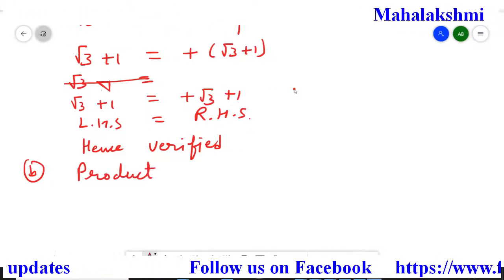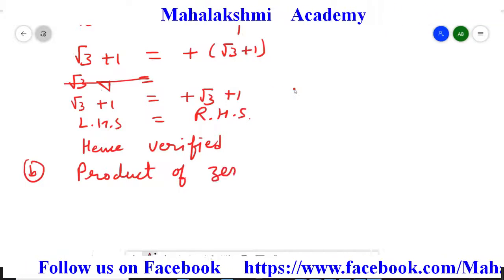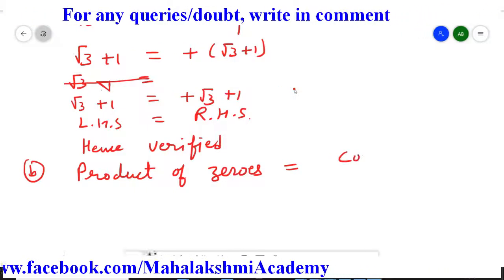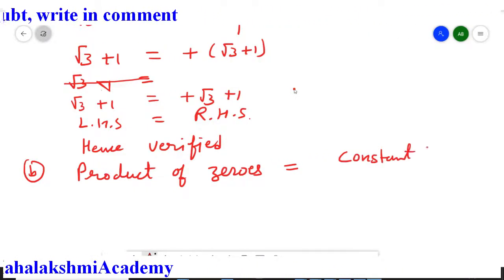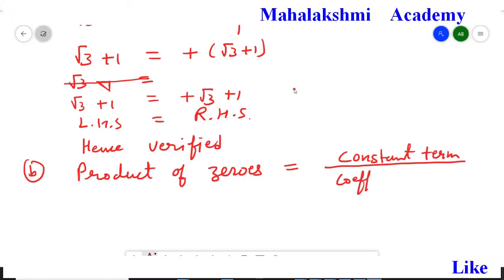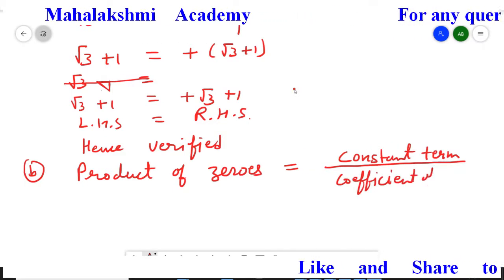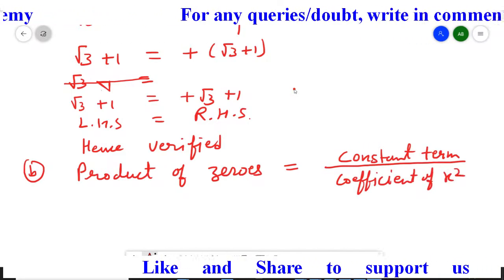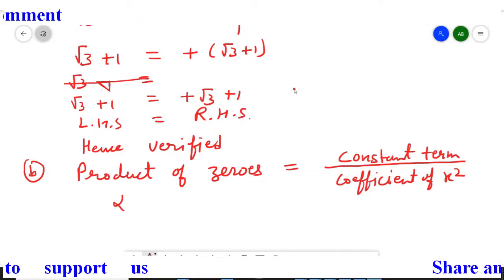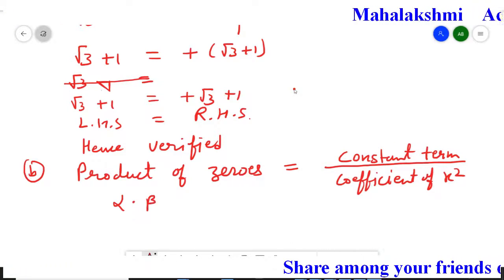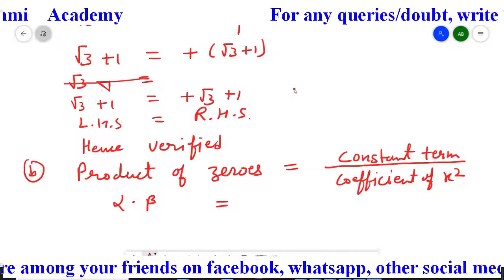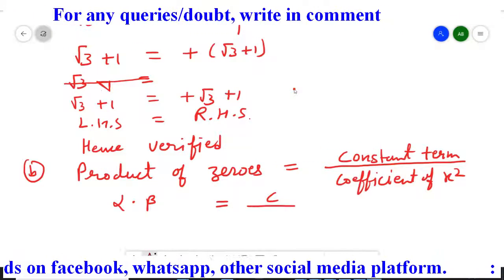The second relationship is product of zeros is C, that is constant term. The main formula is constant term divided by coefficient of x square. So this is second relationship which you have to learn. The product of zeros means multiplication. So alpha multiplied by beta. Dot means multiplication. So alpha dot beta is equal to constant term. Constant term is C and coefficient of x square is A.